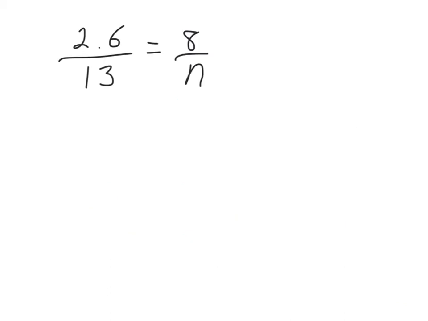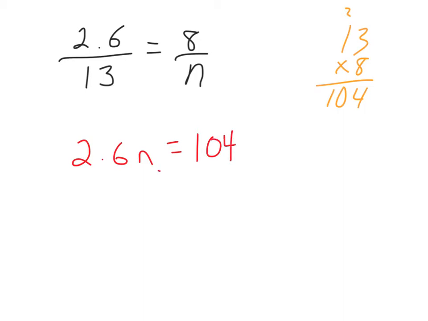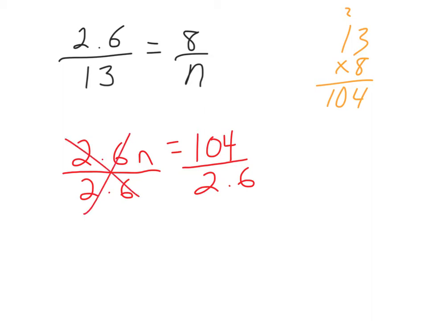In this problem here, I want to find out what n equals. I'm going to take my cross products again. So 2.6 times n is going to be on the one side, and that's going to be equal to 13 times 8. And you can see over on the side that that equals 104. So now I need to divide each side. I've got to get n by itself, so I'm going to divide each side by 2.6. So that crosses out those. So I'm left with n is going to equal 104 divided by 2.6.